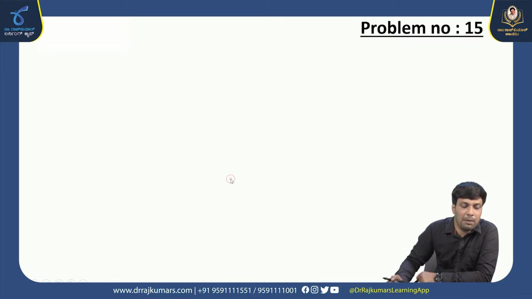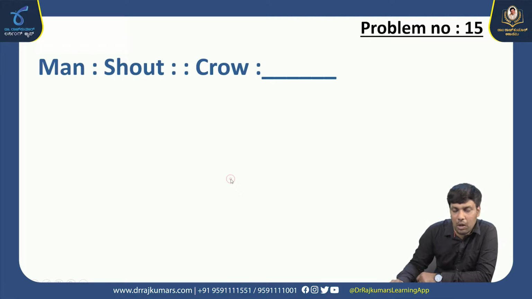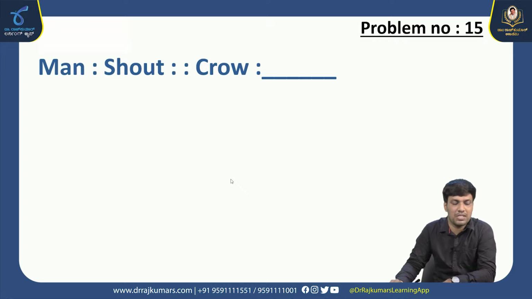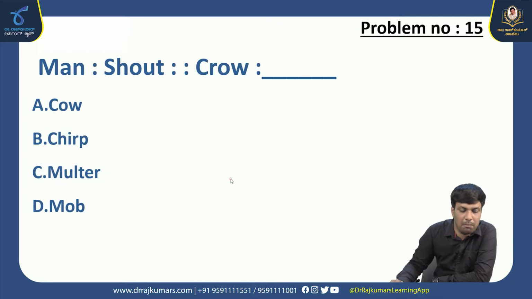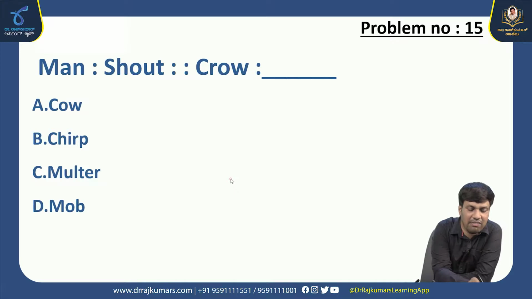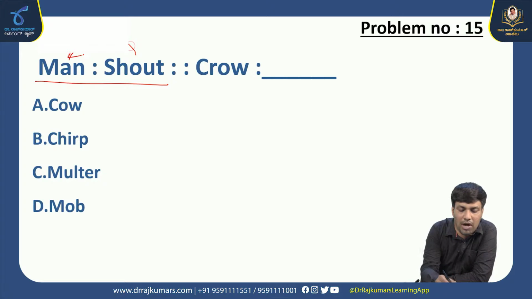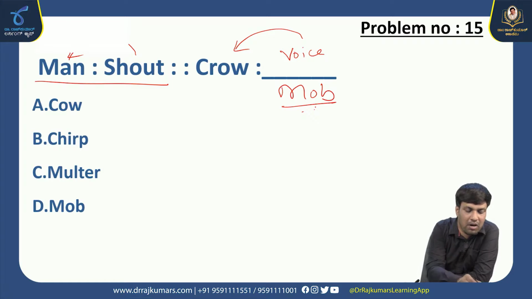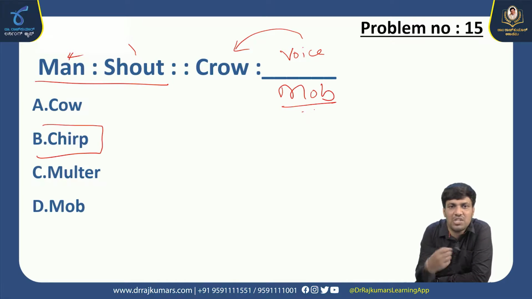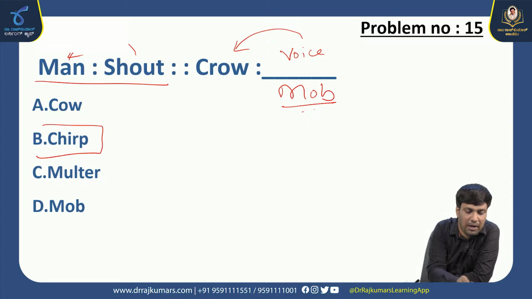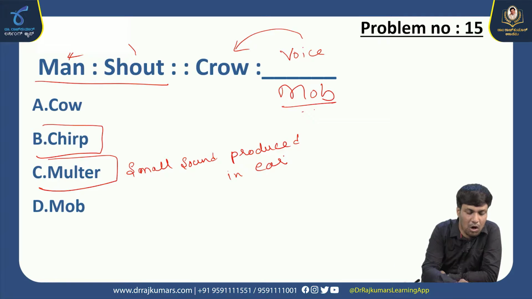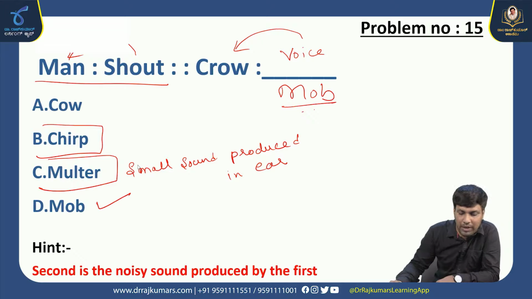Problem number 15. If man relates to shout, crow relates to dash. Options are cow, chirp, mutter, and the fourth one is mob. From this we can clearly say that the second one is the noise produced by the first one, right? We need to search for the voice of a crow now. Usually the voice of a crow will be called mobbing. The voice of birds will be called chirping. A man's smallest sounds will be called muttering. The right option for this question is option D, mobbing. Next, moving on to our next question.